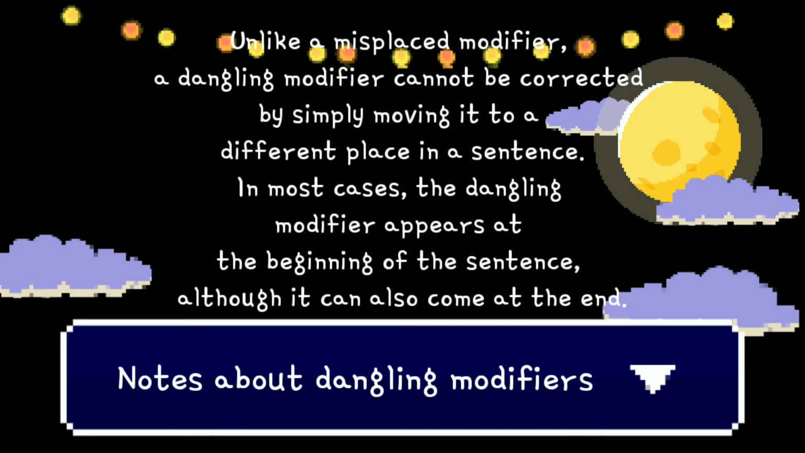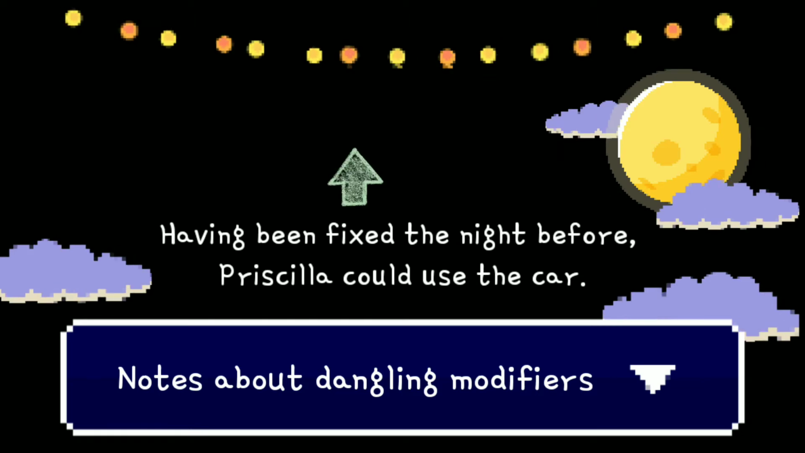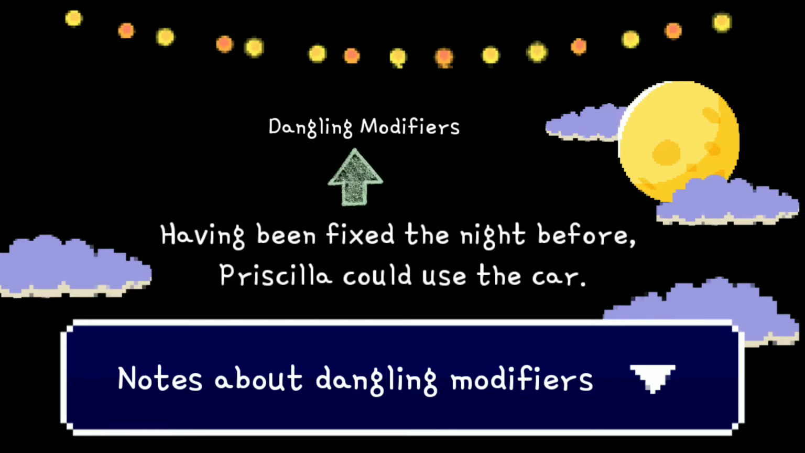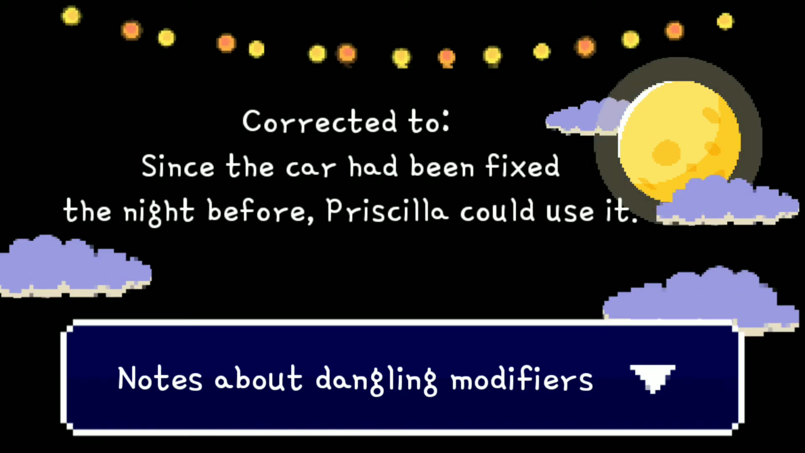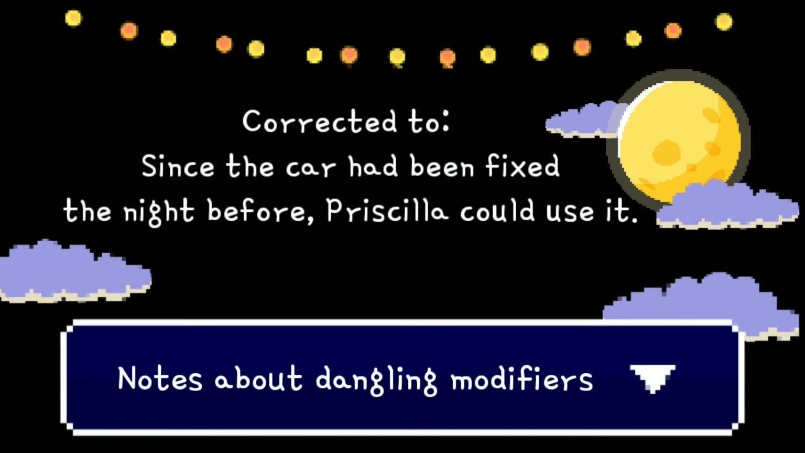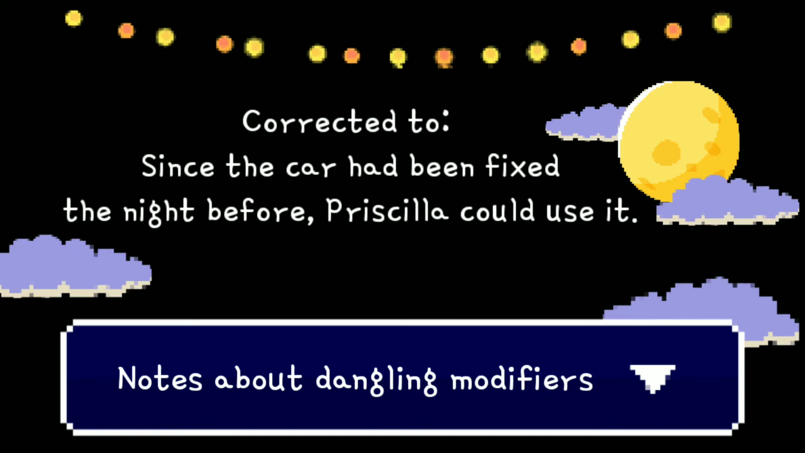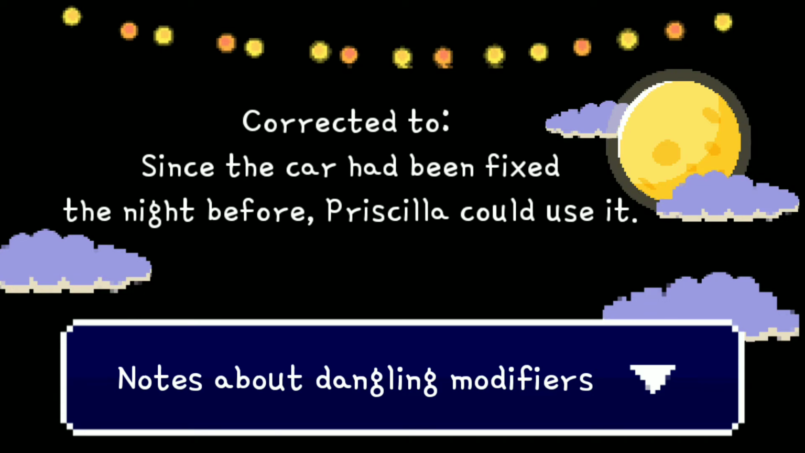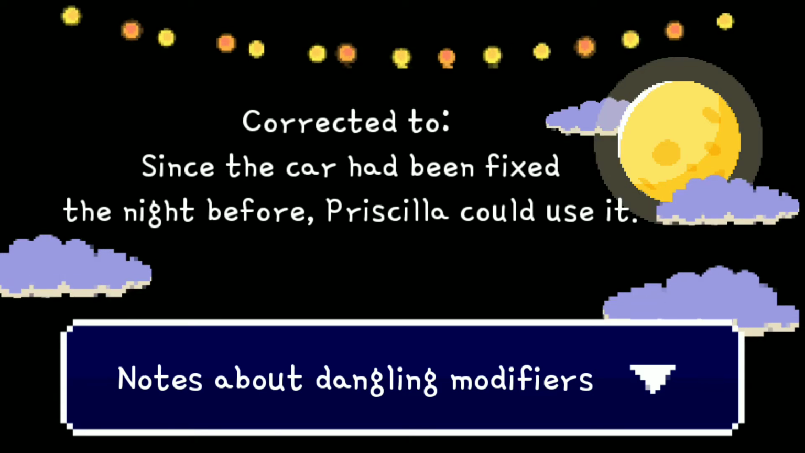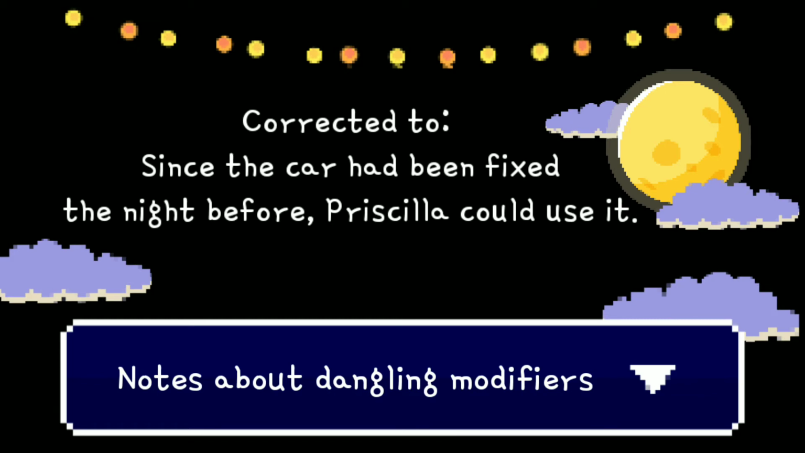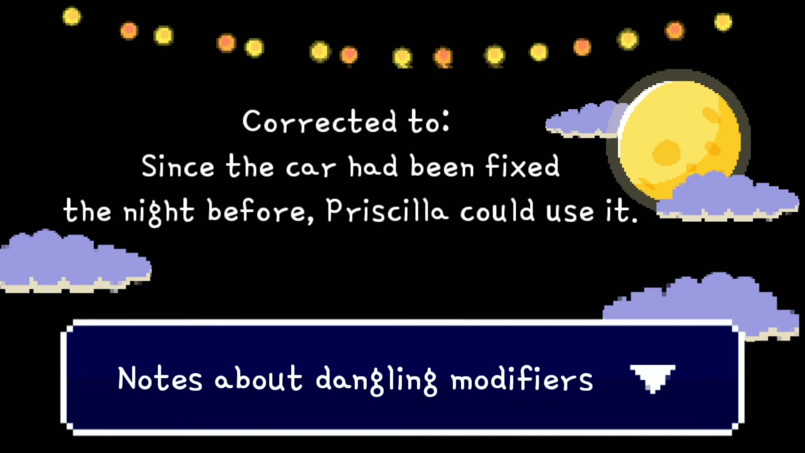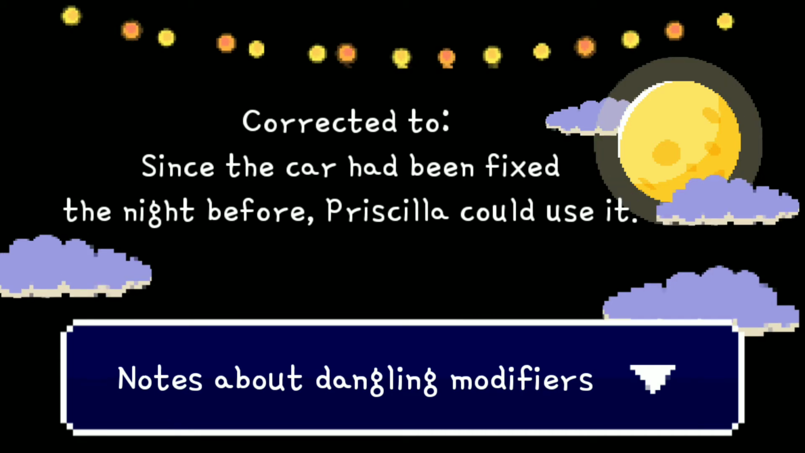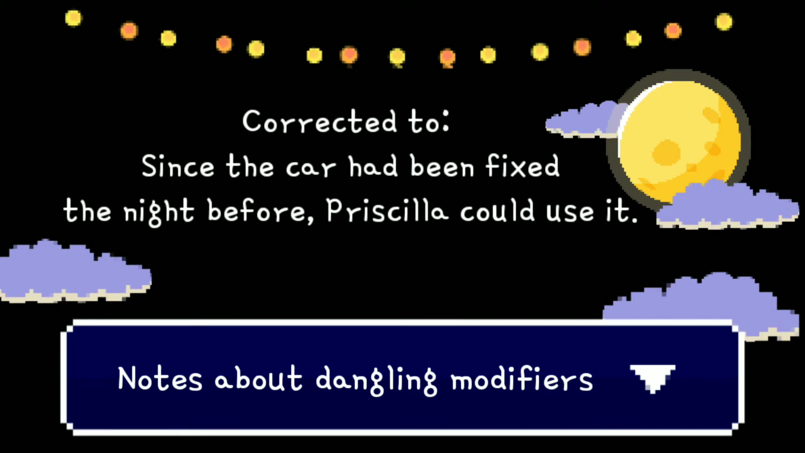Example: having been fixed the night before, Priscilla could use the car. Corrected to, since the car had been fixed the night before, Priscilla could use it. Since "having been fixed the night before" is placed next to Priscilla, the sentence means that Priscilla was fixed the night before. As the example has shown, dangling modifiers result in inaccurate and sometimes ludicrous statements.